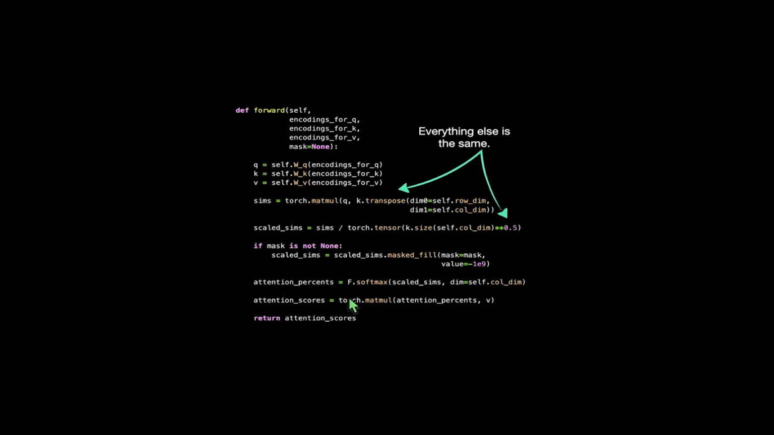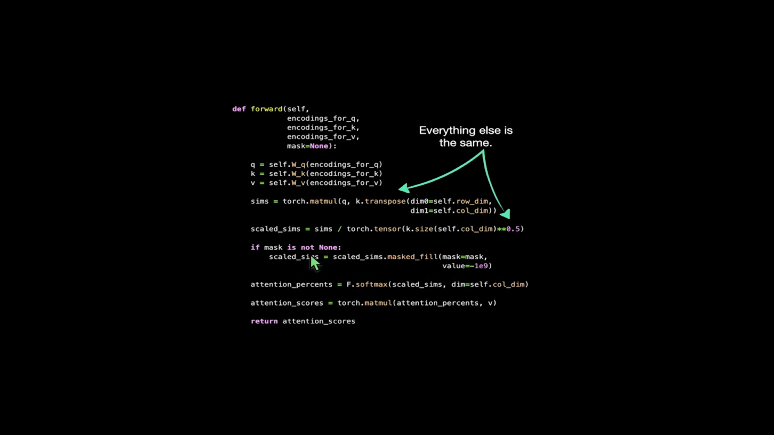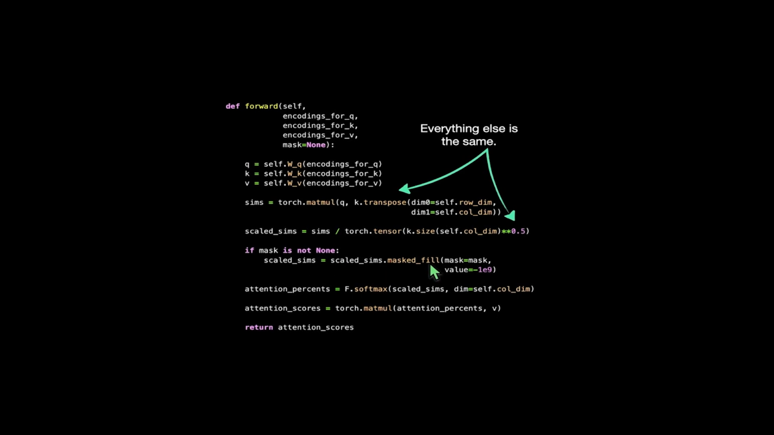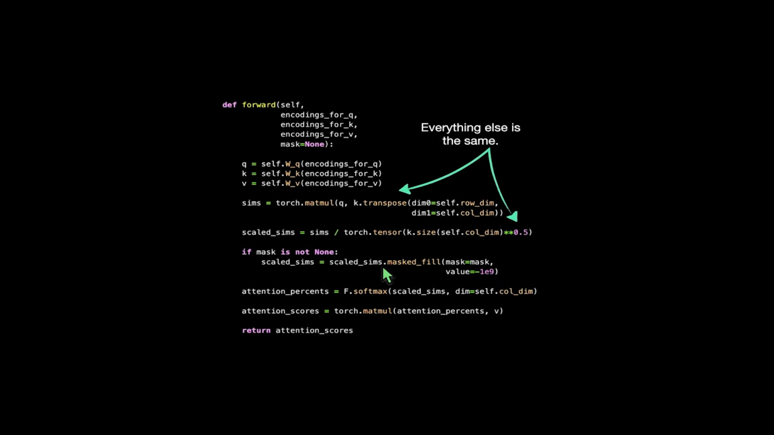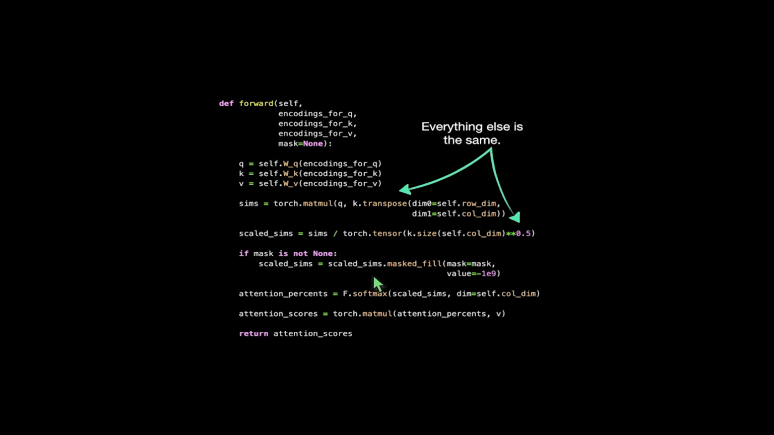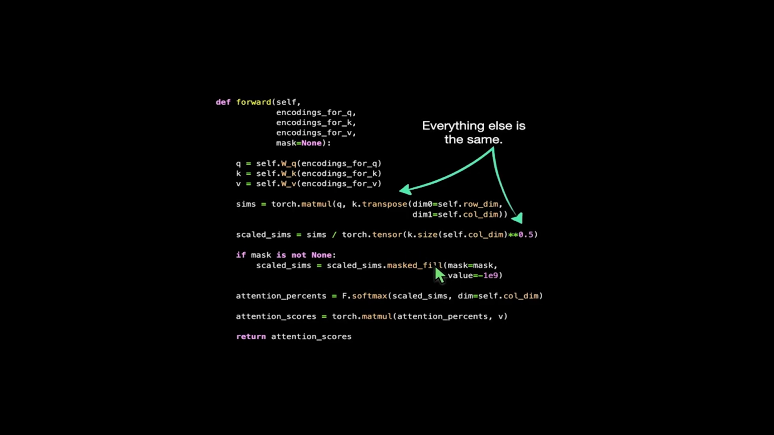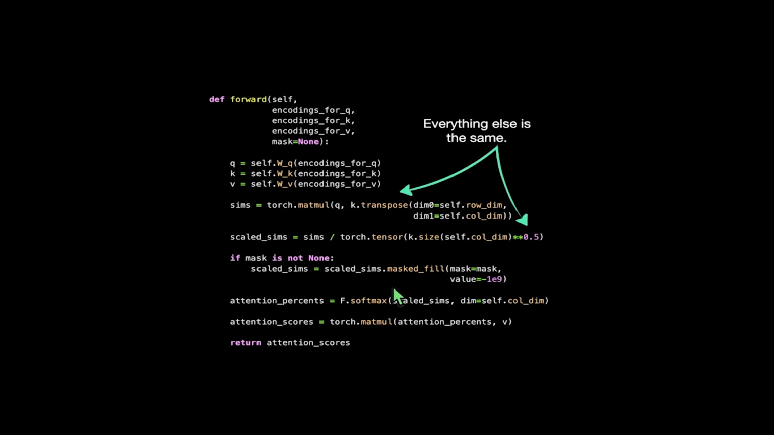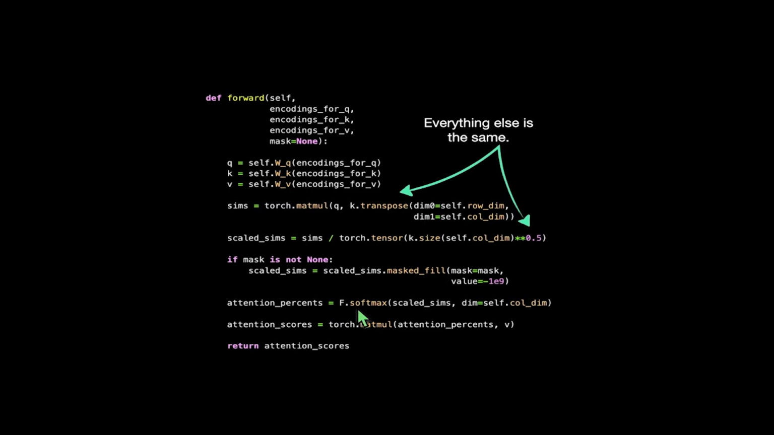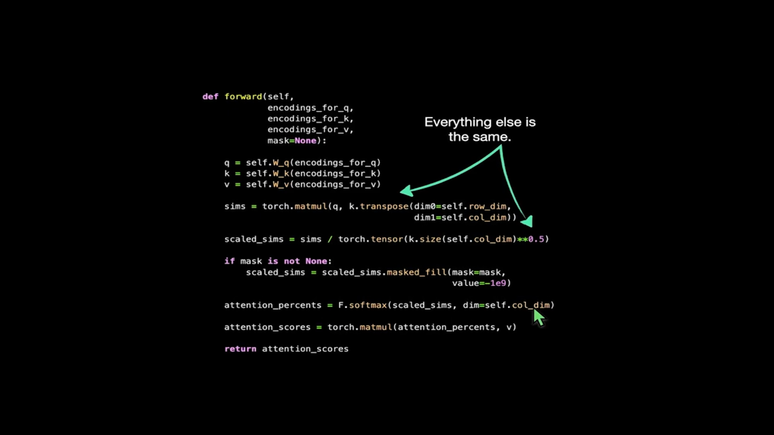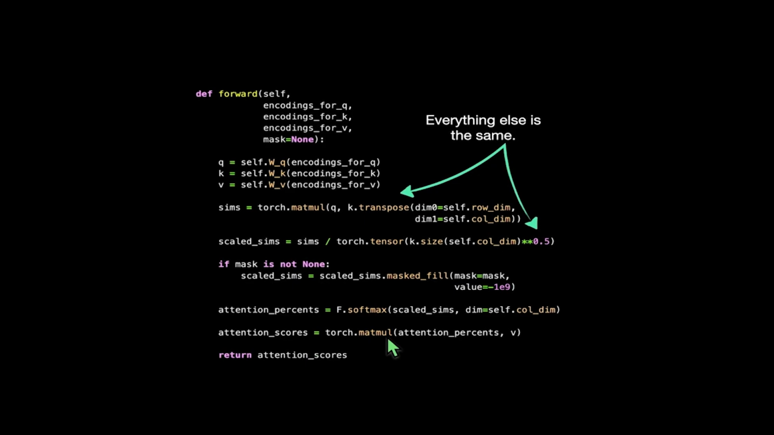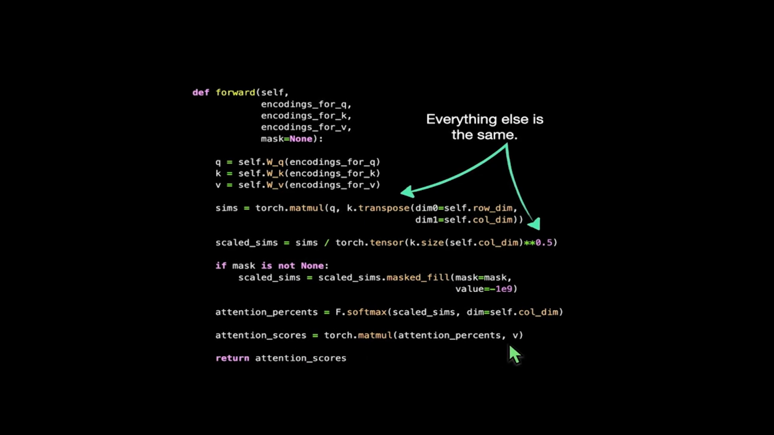The mask ensures that certain positions in the sequence are ignored during attention calculation. Any value that is masked is initialized to -infinity, while other positions remain unaffected. After applying the mask, we calculate the attention scores using the softmax function along the specified dimension. Finally, we multiply these scores by the value matrix to get the final attention output.